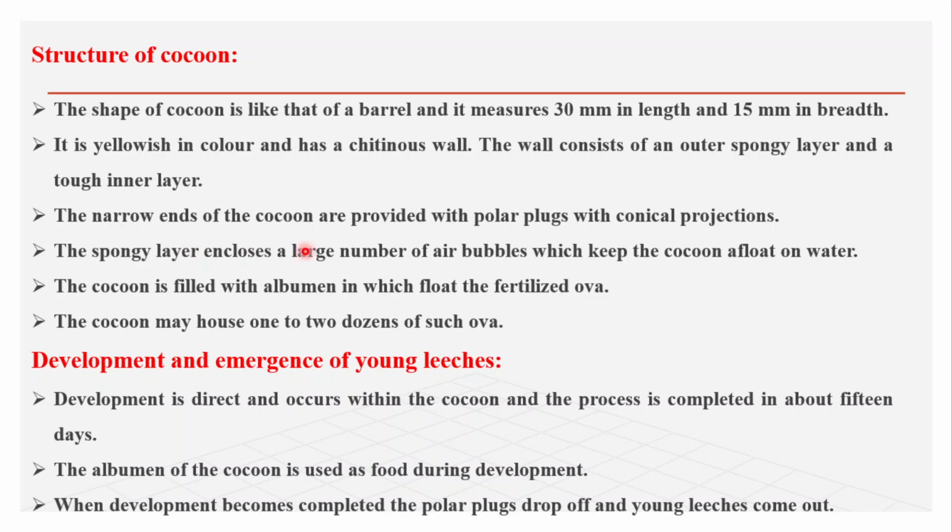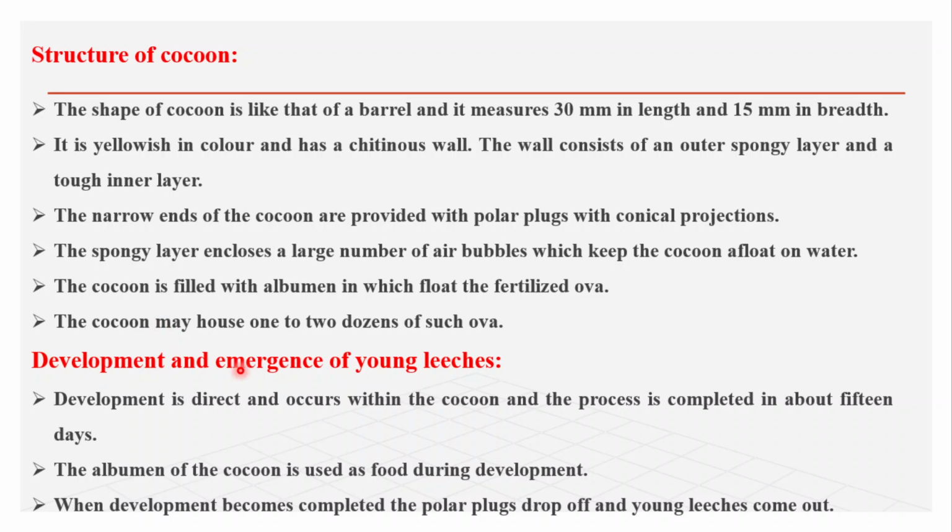The spongy layer encloses a large number of air bubbles which keep the cocoon afloat on water. The cocoon is filled with albumin in which float the fertilized ova. The cocoon may house 1 to 2 dozens of such ova. That is, 12 to 24 fertilized ova are present in a single cocoon.